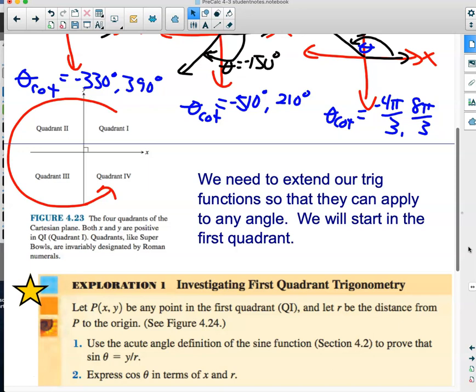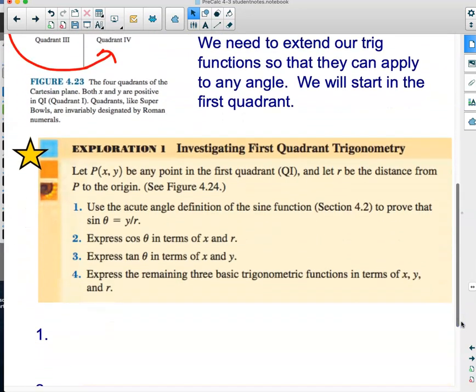So we need to extend our trig functions so they can apply to any angle. And we'll start in the first quadrant. It's a good place to start. Everything's positive. So investigating first quadrant trigonometry, it says let P, some point, be xy, any point in the first quadrant, and R be the distance from P to the origin. Okay?